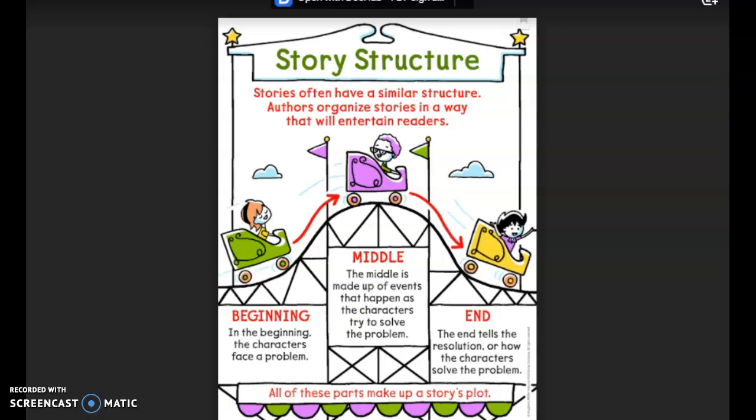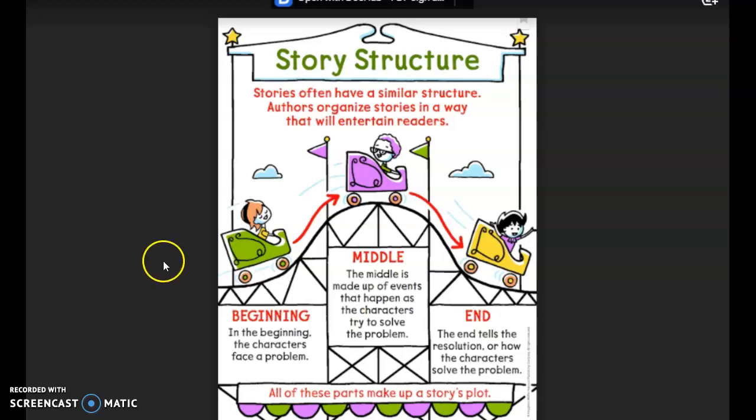Hi class, today we're going to be reviewing story structure. Stories most of the time have a similar structure, which means that they're created in the same way. Authors sometimes organize stories to entertain readers. And this is one way they structure the story. There is a beginning, middle, and an end.